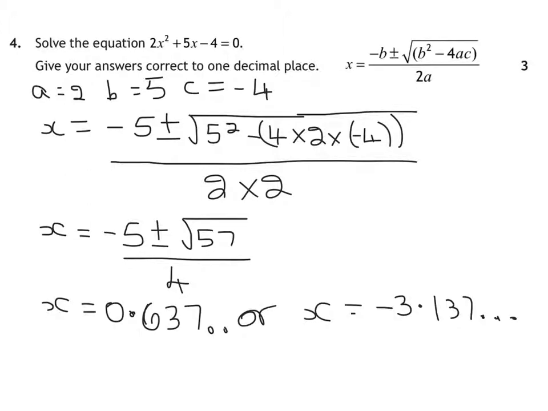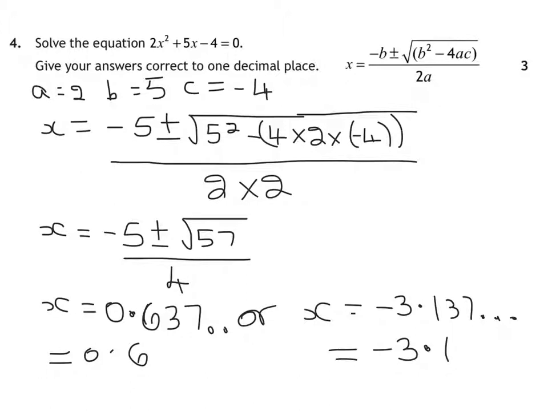Okay, so we do minus 5 plus the square root of 57 all divided by 4. We get 0.637. When we do minus 5 minus the square root of 57 all divided by 4, we get negative 3.137. But we've been asked to do it to one decimal place, so we need to round these two. So final answers, 0.6 and minus 3.1.